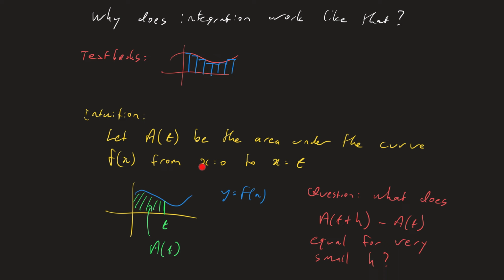For convenience, I'm just going to assume x is equal to 0, but it's easy to have different values here. And we define A of t to be the area under the curve from x equals 0 to x equals t. And the key question to ask is, how does A of t grow? Or precisely, what does A of t plus h, where h is very small, minus A of t equal to? How does A of t grow with t?